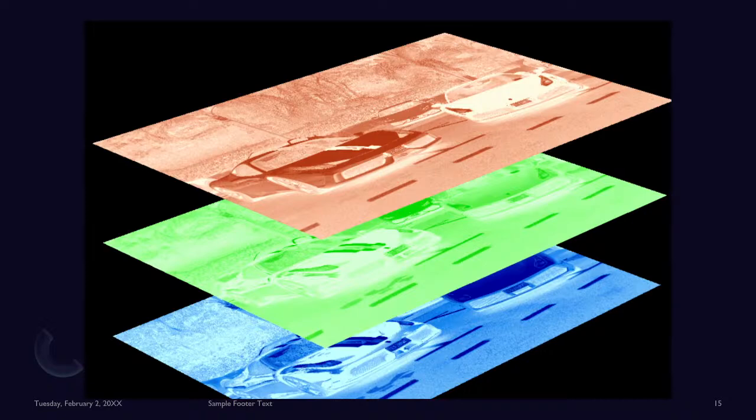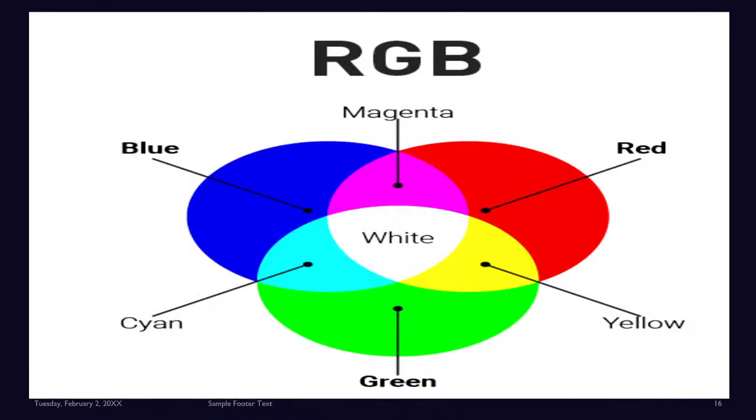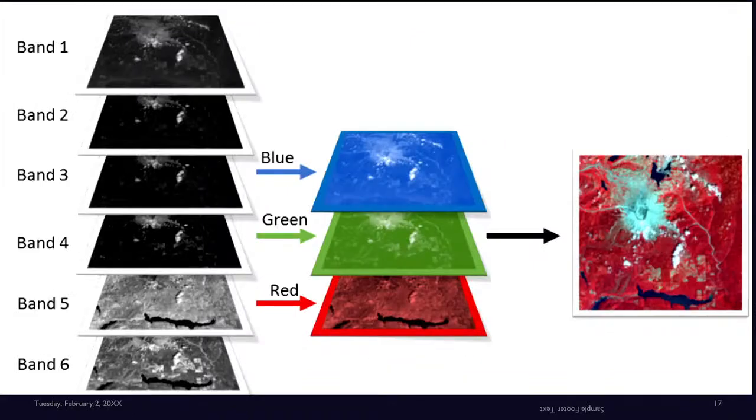So suppose we have different images in different bands. When we combine all 3 bands together, we get a composite RGB image. This is how the color is formed. RGB, when combined, gives us a colored image.